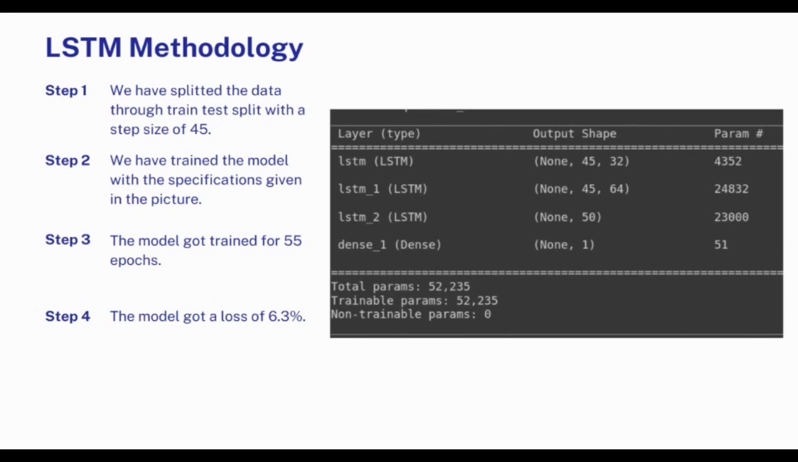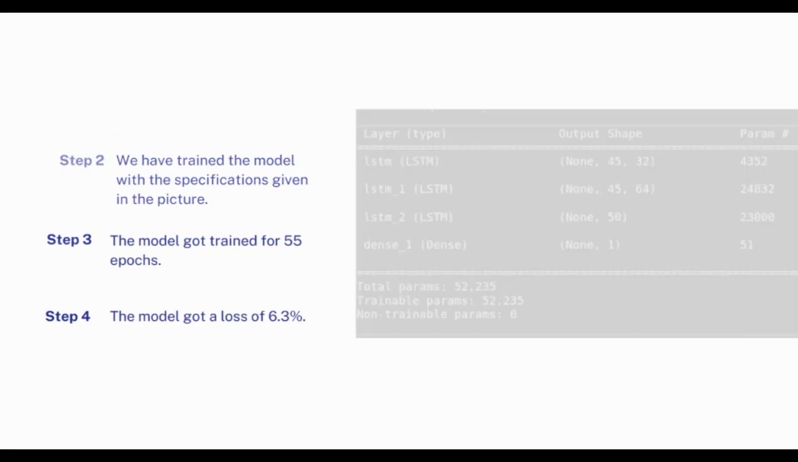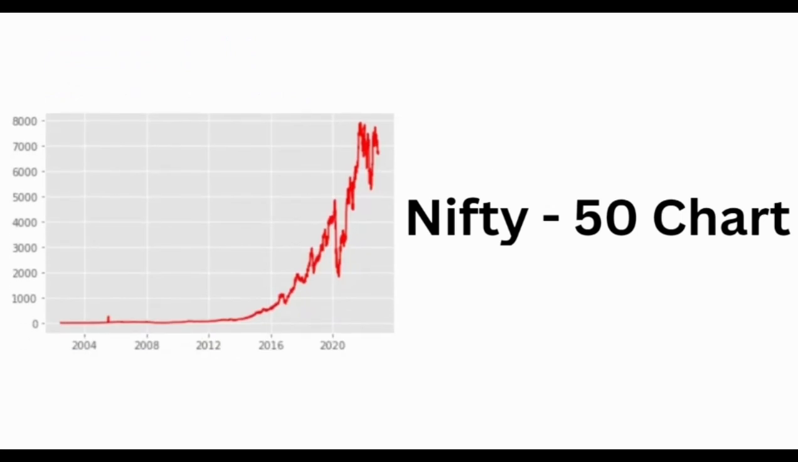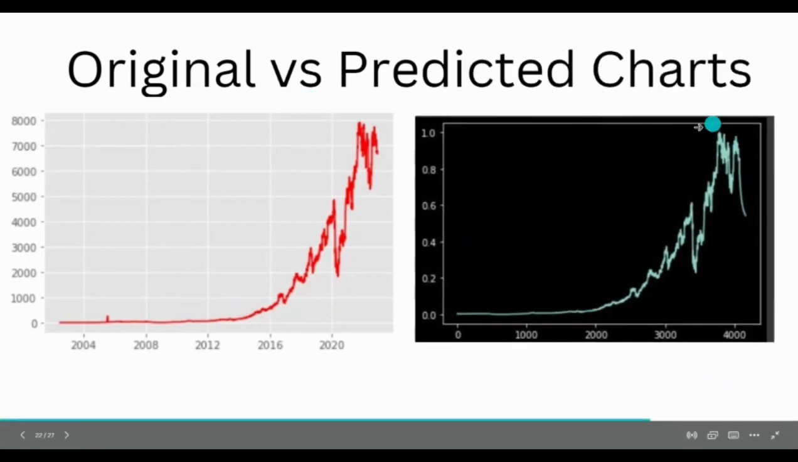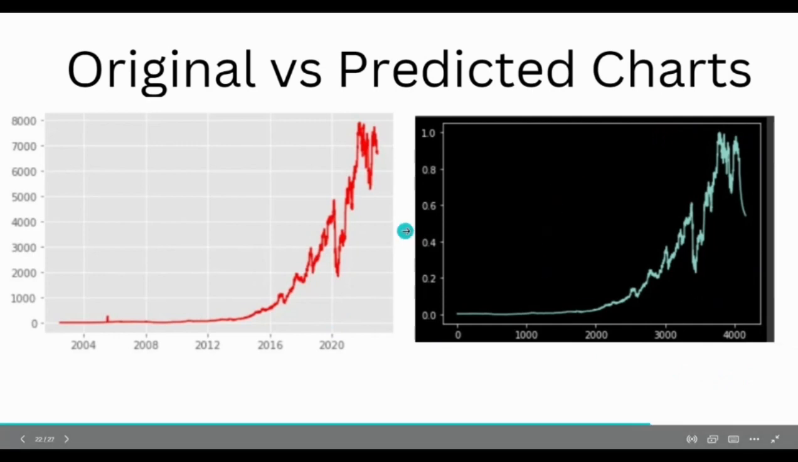The data has been split through train test split with a step size of 45. We have trained the model with the specifications given in the picture on the right. The model got trained for 55 epochs, and we got a loss percentage of 6.3. This is the original Nifty 50 chart, and this is the comparison between our original chart and the predicted chart.